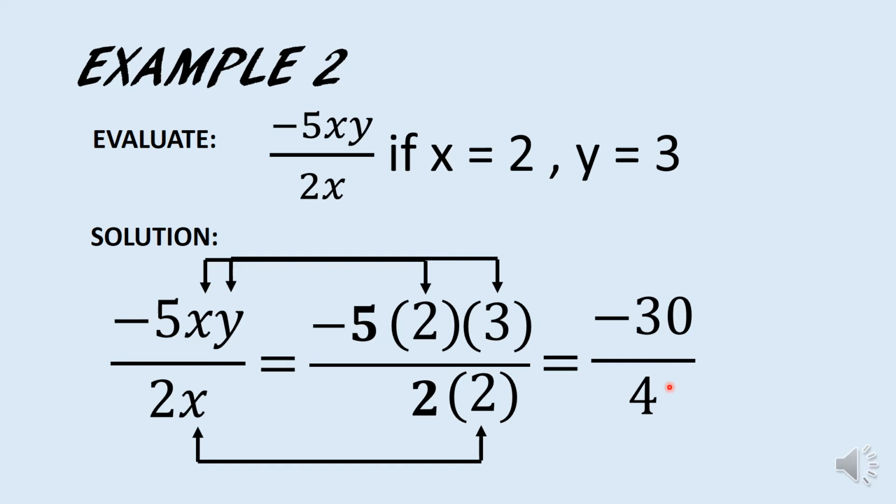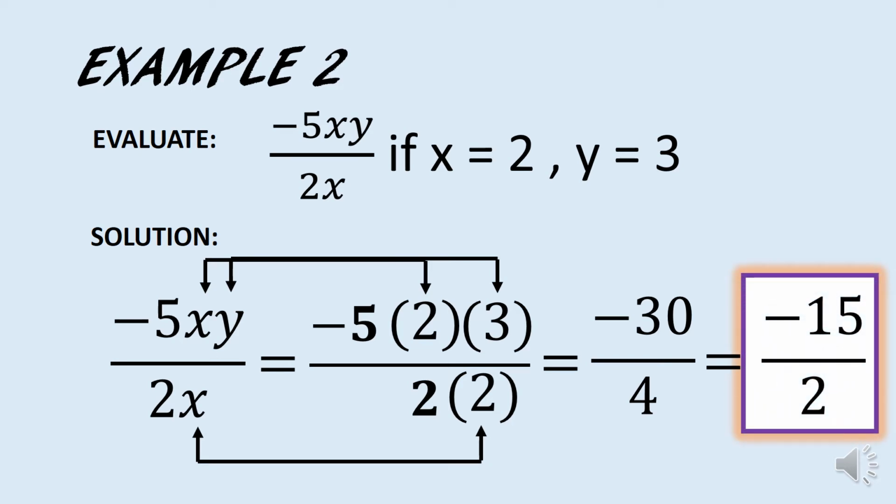So ang 30 over by 4, meron siyang greatest common factor na 2. So negative 30 divided by 2, that is equal to negative 15, and then 4 divided by 2 is equal to 2. So therefore, final answer natin is negative 15 over by 2. Okay? Okay, let's have our next example.